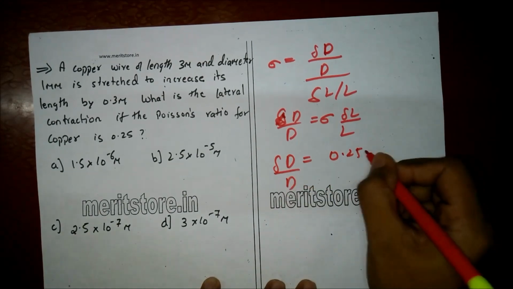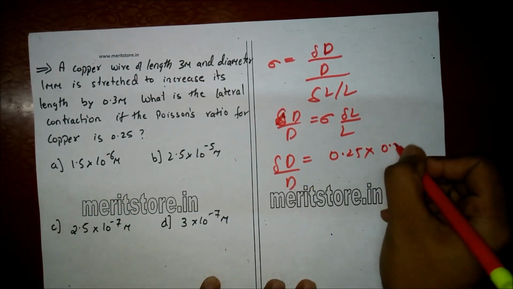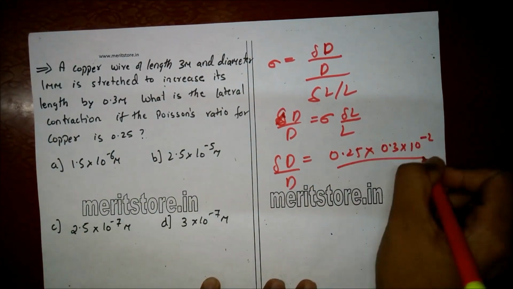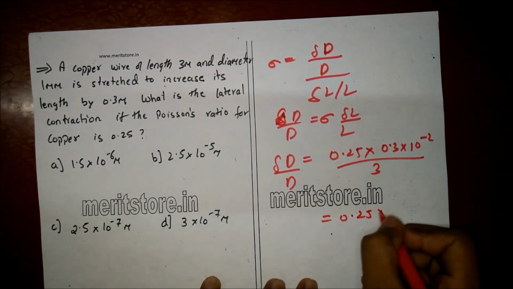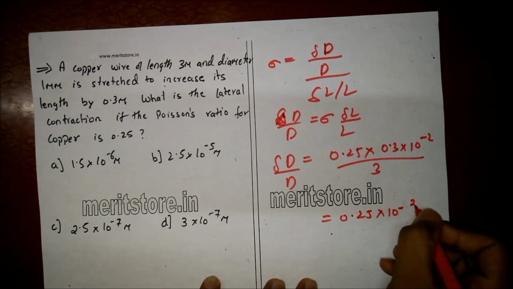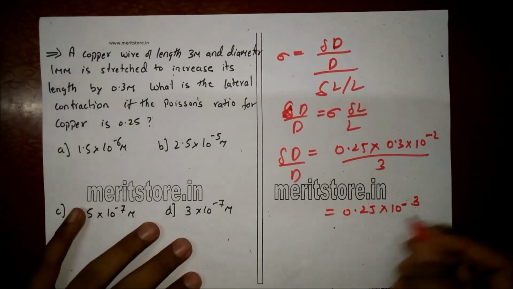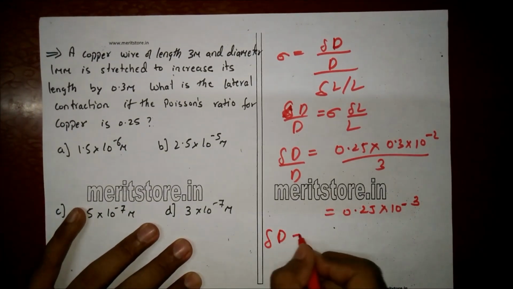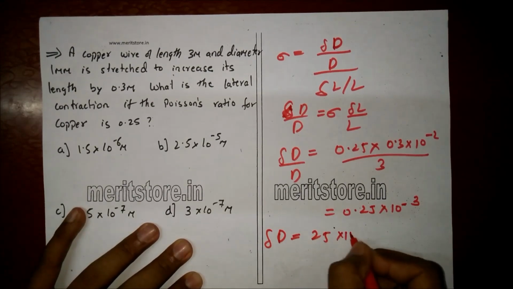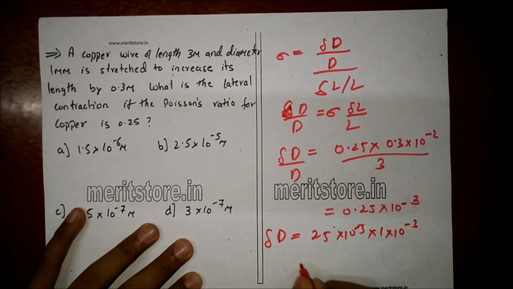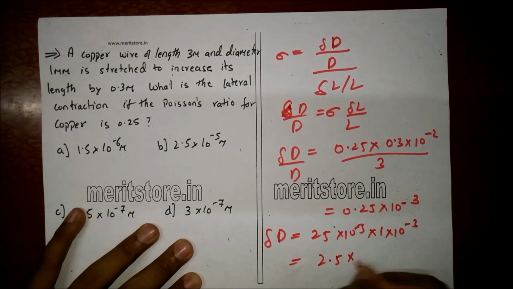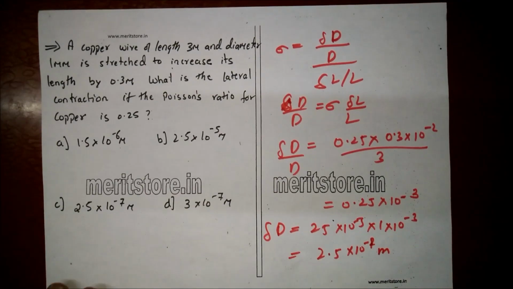0.25 into 0.3 into 10 raised to minus 2 upon 3, which is 0.25 into 10 raised to minus 3. Therefore, delta D is equal to 25 into 10 raised to minus 5 into 1 into 10 raised to minus 3, which is equal to 2.5 into 10 raised to minus 7 meters. Therefore, here the correct answer will be option C.